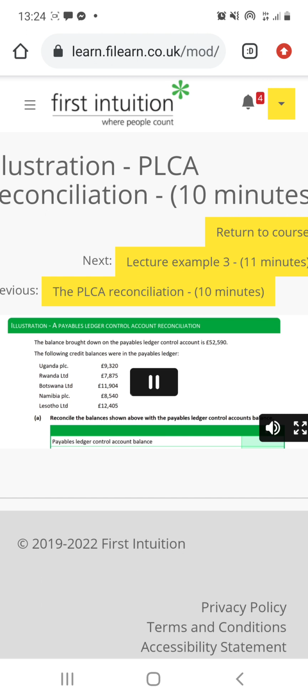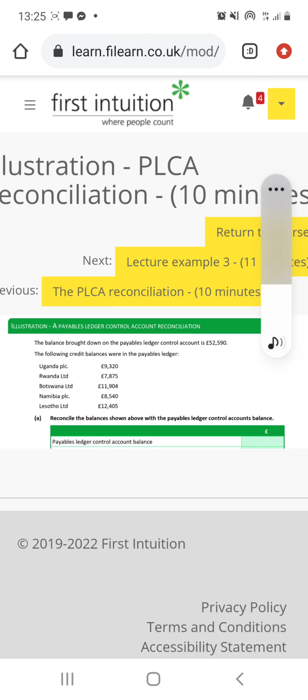Hello, welcome back. Let's now have a look at an illustration involving a payables ledger control account reconciliation. What we've got is the balance brought down on the payables ledger control account, and that balance is 52,590. The T account, where we've put all our debits and credits, is sitting in the nominal ledger, and will go in the trial balance and the accounts. That is going to be 52,590.